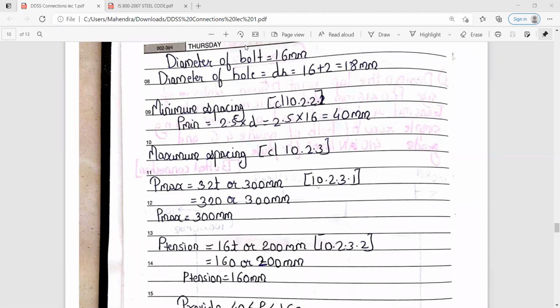Mostly in DDSS, you need to remember the clause numbers as well as the steps. These are the only two important things in this particular subject. You need to remember the steps as well as the clause number. No need to learn the formulas. Ma'am, in exam, will the whole IS code be given? Yes, in exam, the IS code will be provided by the college.